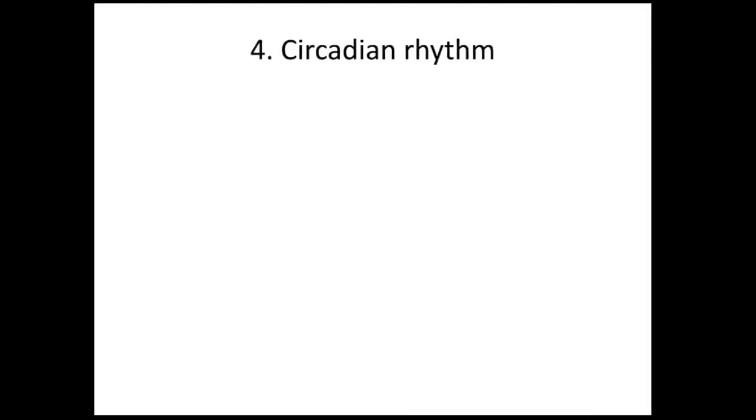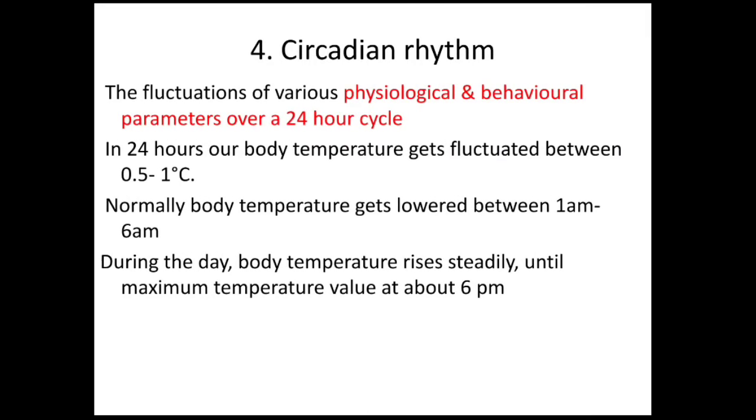Next is circadian rhythm. The fluctuation of the physiological and behavioral parameters over a 24-hour cycle is considered the circadian rhythm. That is, in 24 hours, the body temperature fluctuates rather than remaining constant. Almost 0.5 to 1 degree Celsius fluctuation can be seen in a 24-hour period. Normally, the body temperature is lowered between 1 am and 6 am, and during the daytime, the body temperature rises steadily and reaches its maximum at about 6 pm.